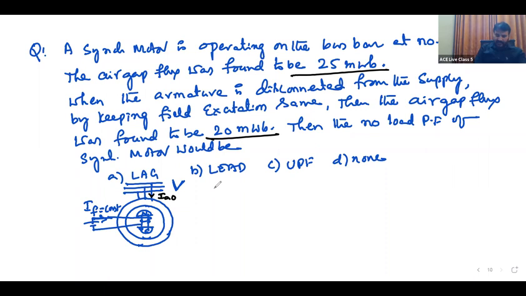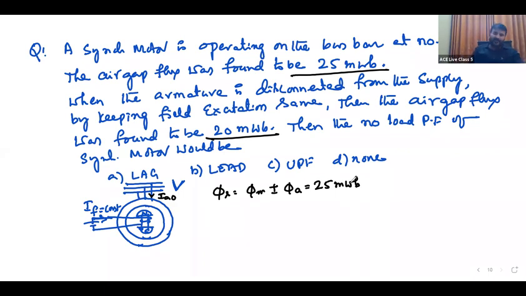When the armature is connected on the supply, net flux is equal to how much? Phi R is equal to phi M plus or minus phi A, that is equal to 25 milliwebers. Plus for lagging power factor, minus for leading power factor. When the armature is connected to the supply, it will draw armature current, then only the motor will rotate. Plus for magnetization, minus for demagnetization.